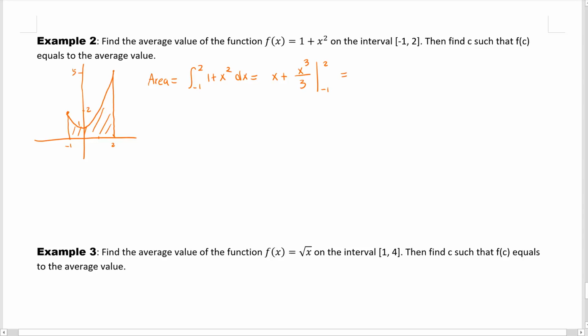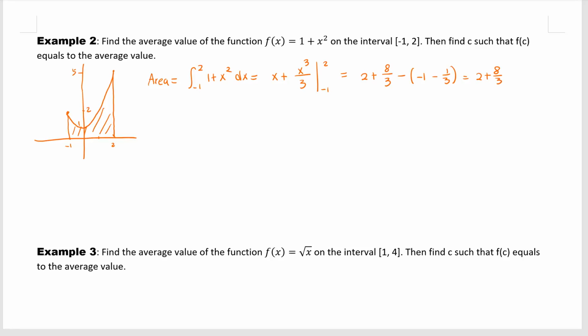We plug in 2 first, so 2 plus 2 cubed over 3, which is 8 over 3. Minus, we plug in minus 1, where x becomes minus 1, and minus 1 cubed is still minus 1. So this is 2 plus 8 over 3, and minus minus becomes plus, so minus 1 plus 1 over 3. That's 3 plus 8 over 3 plus 1 over 3, which is 9 over 3, which is 3. So the answer is 6. So 6 is the area. So far so good, everybody?